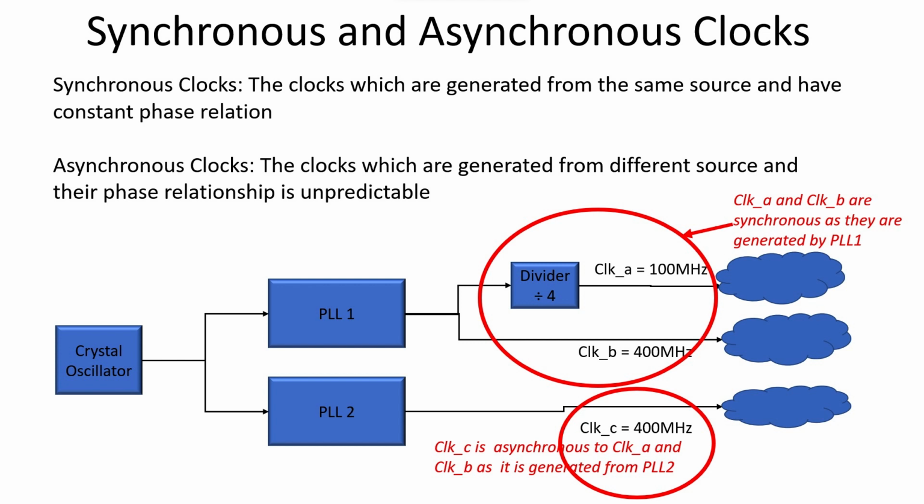And clock A is 100 MHz, how can it be synchronous with clock B which is 400 MHz? The answer to this doubt is that for clocks to be synchronous, only the source of the clocks matters, not the frequency. If the source is the same for clocks, then they are synchronous. But if the source is not the same, then they are not synchronous.